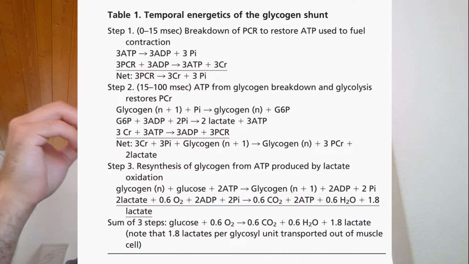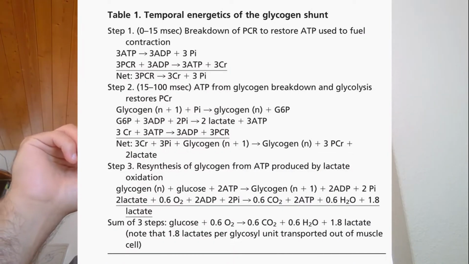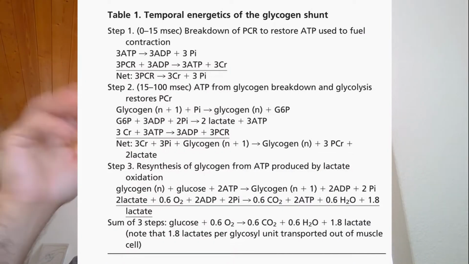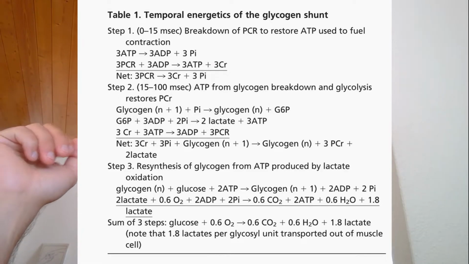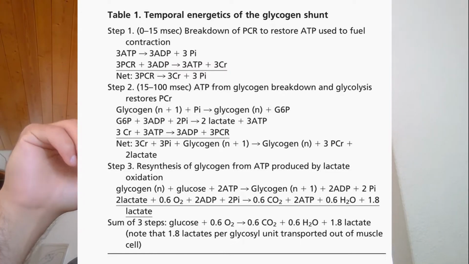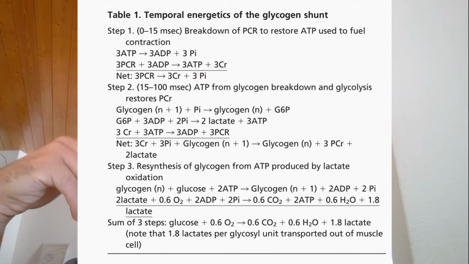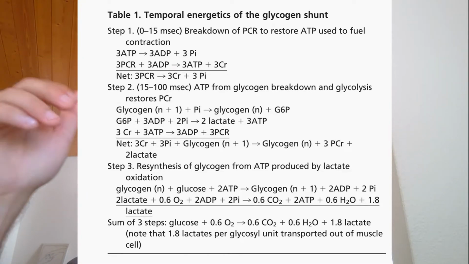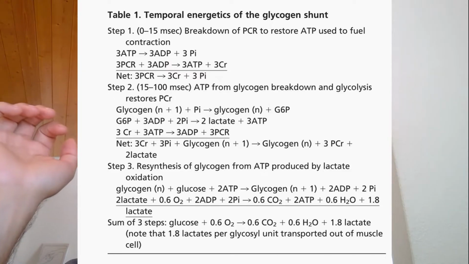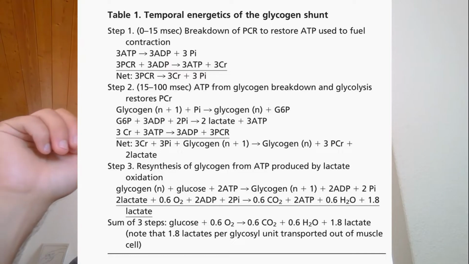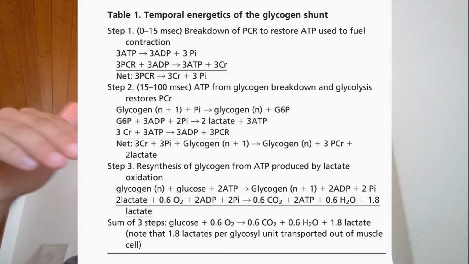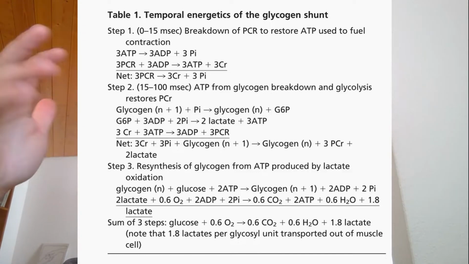What Schulman does is outline the energetics of the glycogen shunt model in 3 steps. The first step is the PCR gets broken down to restore ATP. This happens very quickly, 0 to 15 milliseconds. Then in step 2, you need to recover this PCR that you've broken down, and that happens through glycogen or glucose breakdown. This is what we would classically call anaerobic metabolism, right? And then comes step 3, which is the resynthesis of the glycogen broken down.